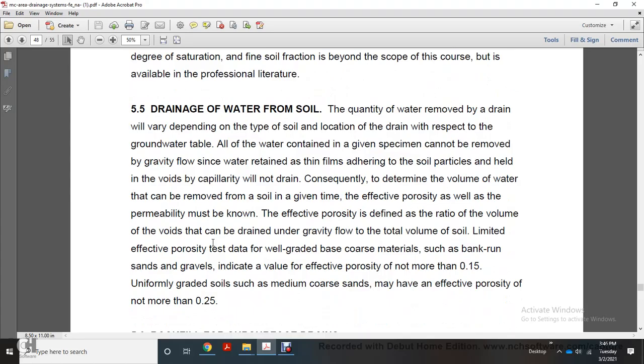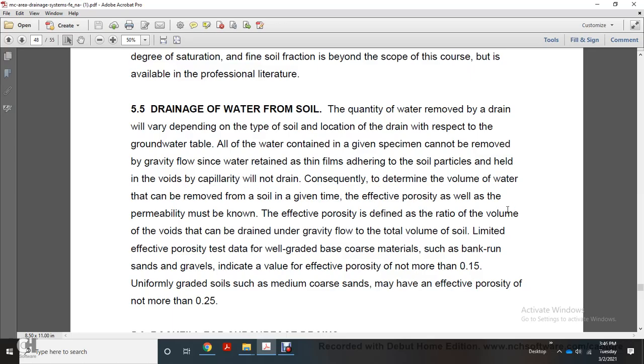Drainage of water from the soil. The quantity of water removed by the drain will vary depending on the type of soil at the location, with respect to the groundwater table. Not all water contained in a given specimen can be removed by gravity flow. Water retained as thin films adhering to the soil particles and in capillary voids will not be drawn off. Consequently, to determine the volume of water that can be removed from a given soil type, effective porosity as well as permeability must be known.